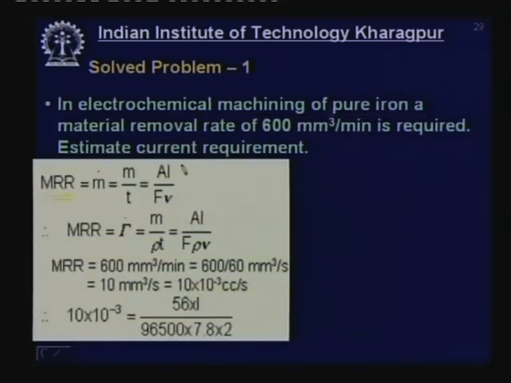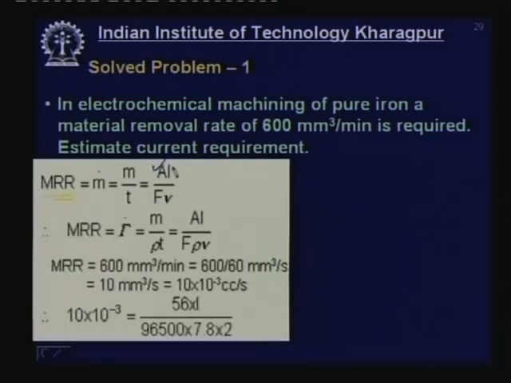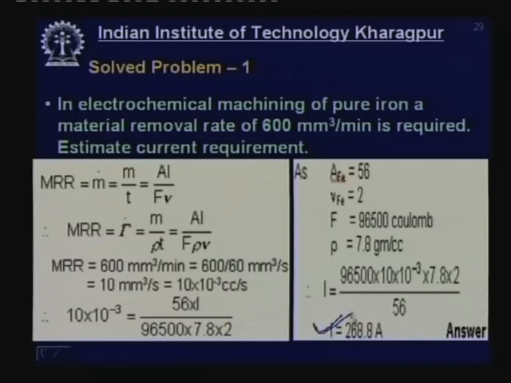We know MRR is proportional to atomic weight, current, and valency, and Faraday's constant. If we put those values, this is in cc per second. Here, 56 is the atomic weight of iron, 96500 is Faraday's constant, 7.8 gram per cc is the density, and 2 is the valency of dissolution of iron. Using this expression you can very simply get a current of around 268.8 ampere.